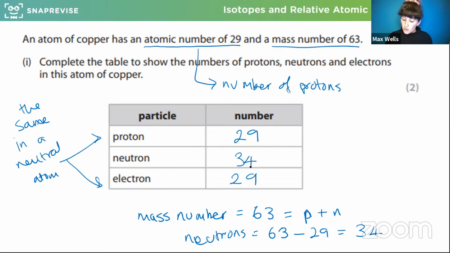So if you managed to get all 3 correct, you would get both marks. This is worth 2 marks. If you managed to only get 1 or 2 correct, unfortunately, you only get 1 mark. So you have to get all 3 right to get that second mark.